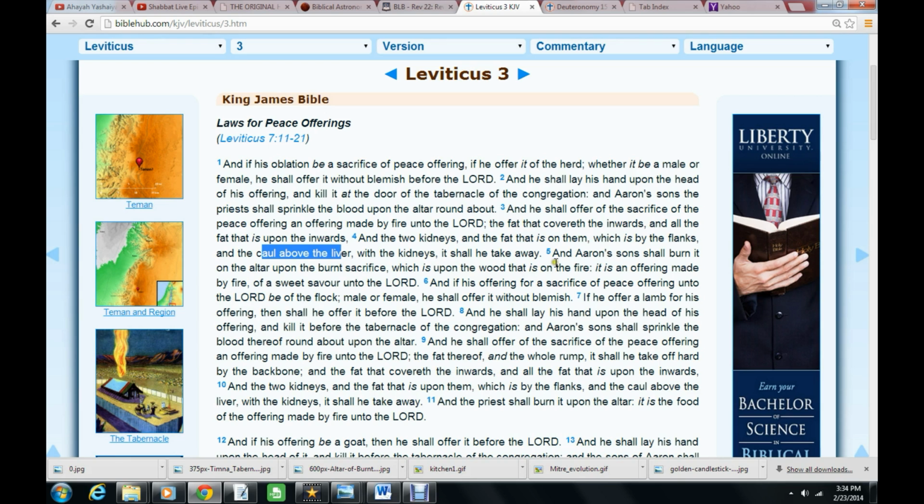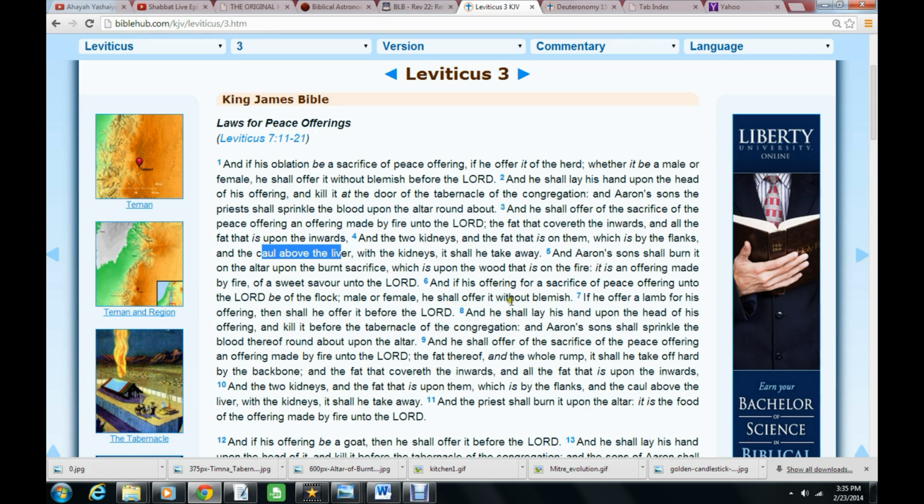And Aaron's sons shall burn it on the altar upon the burnt sacrifice, which is upon the wood that is on the fire. It is an offering made by fire. So the wood will be what keeps the fire on. It is an offering made by fire of a sweet savour unto the Most High. And if his offerings for a sacrifice of peace offering unto the Most High be of the flock, male or female, he shall offer it without blemish.